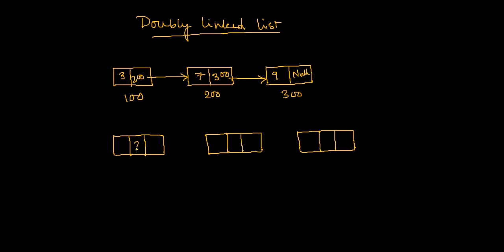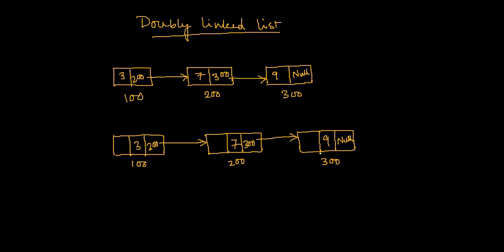And obviously the data should be 3, 7 and 9, fine. If I assume the same situation, that it's 100, 200, and 300, the right part is actually the same thing as the next over here. So it must contain 200, it must contain 300, and it must contain null. That's why it can point to this particular node, and to this particular node.